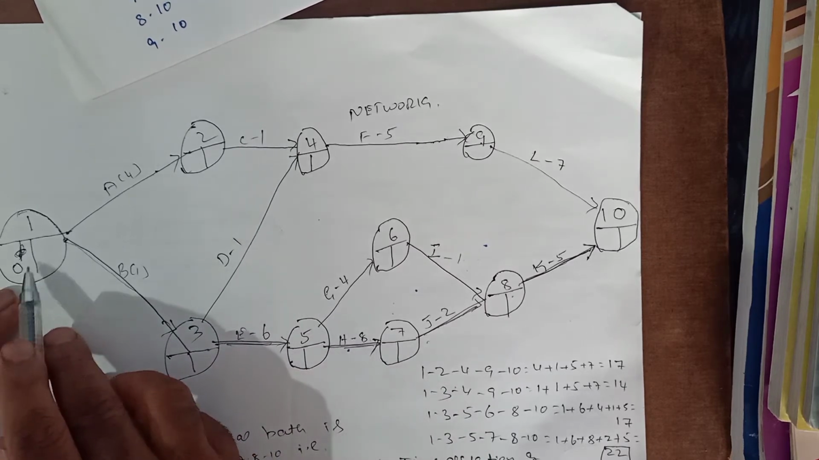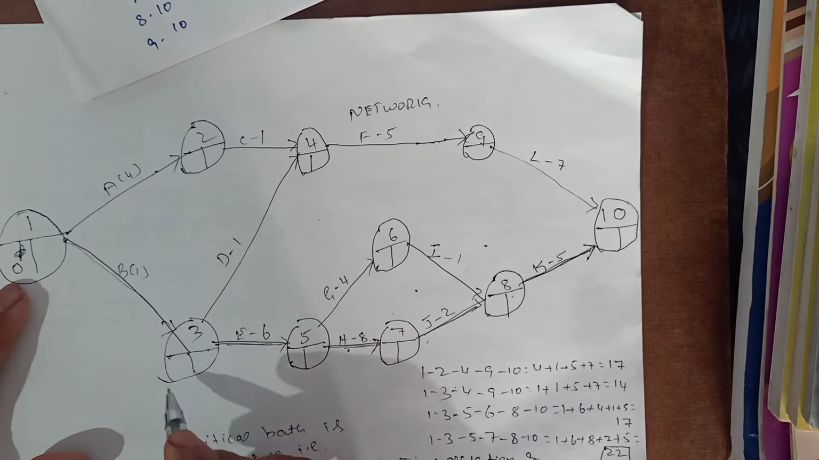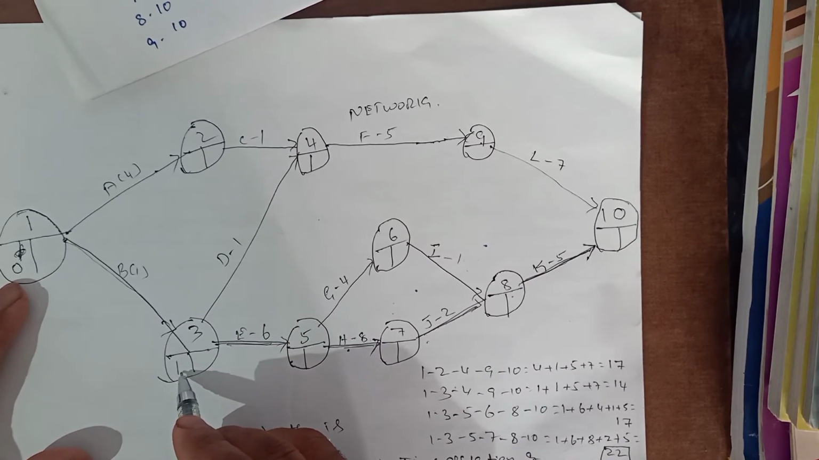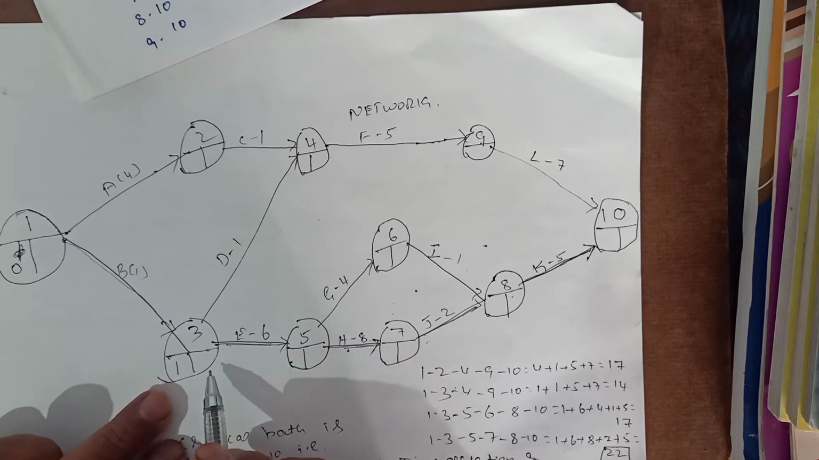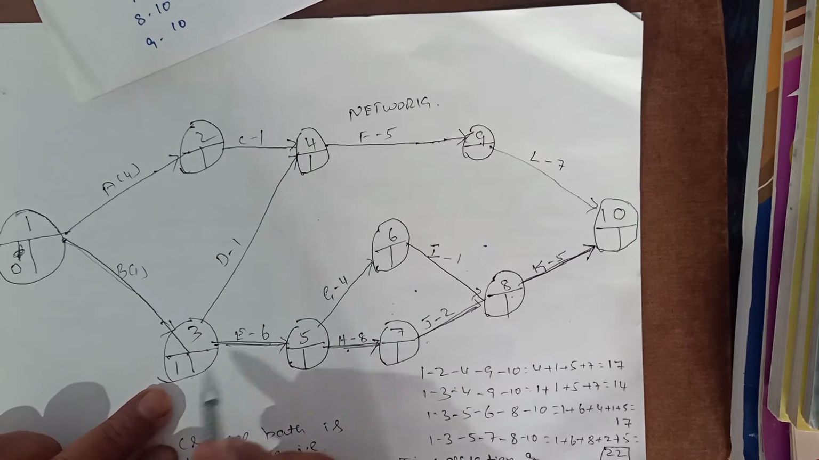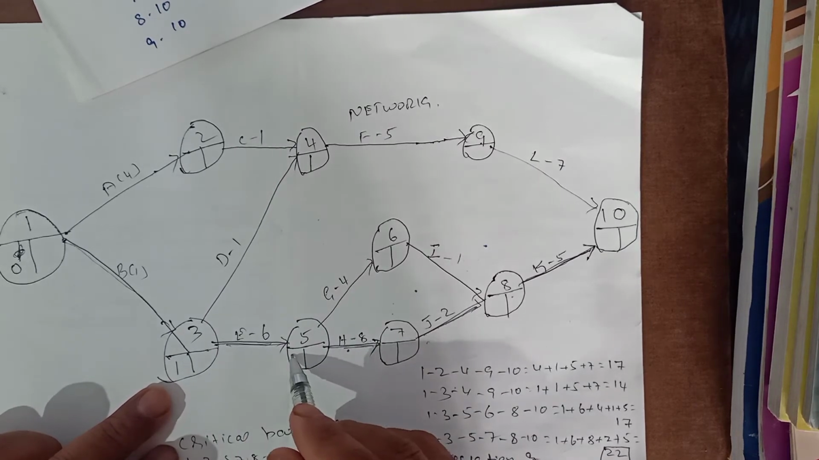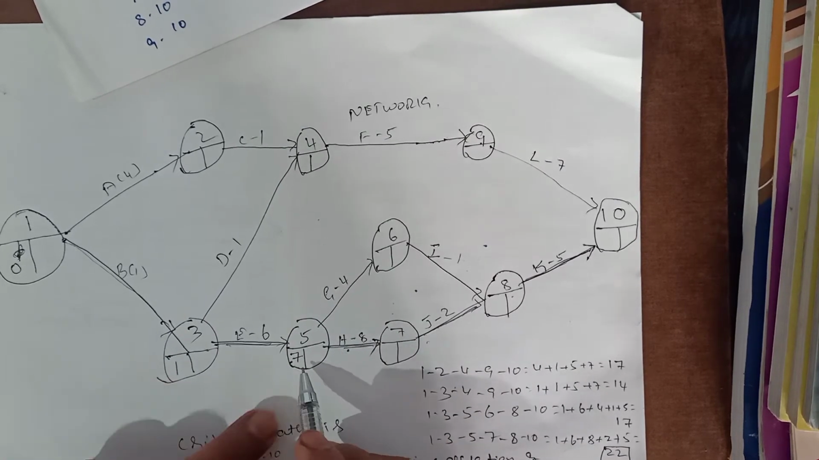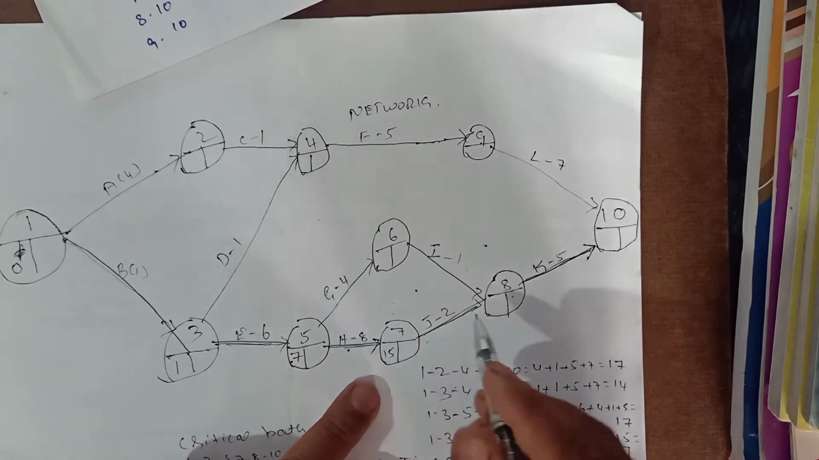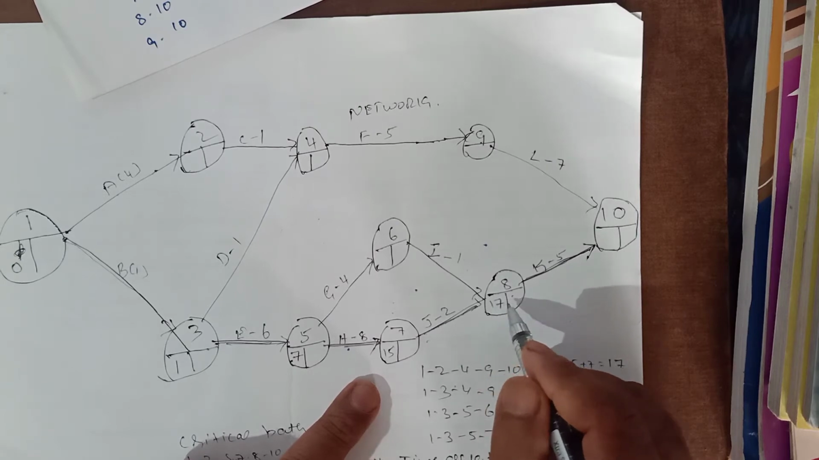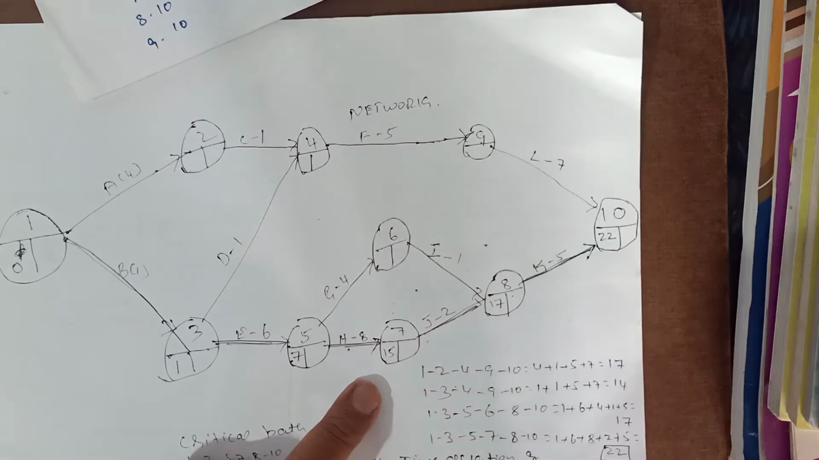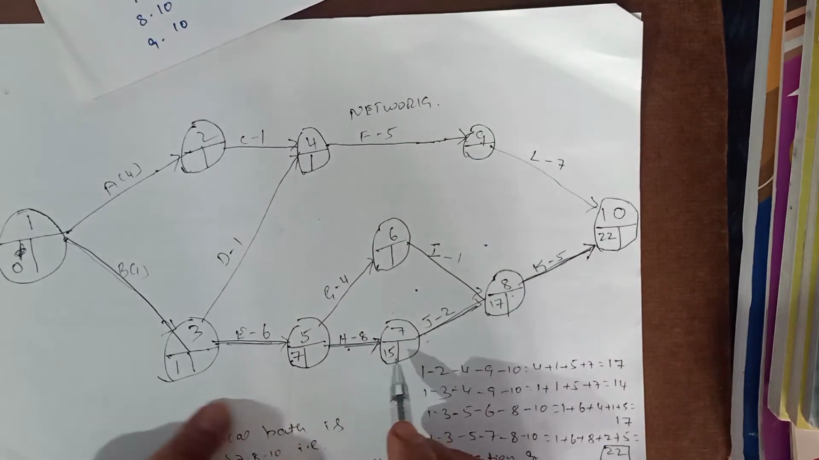So here it is 0. See here it is 1. 0 plus 1, so the earliest start time of this activity is 1. Similarly, calculate the earliest start time of each activity. Activity number 5: 1 plus 6 is equal to 7. 7 plus 8 is equal to 15. 15 plus 2 is equal to 17. 17 plus 5 is equal to 22.